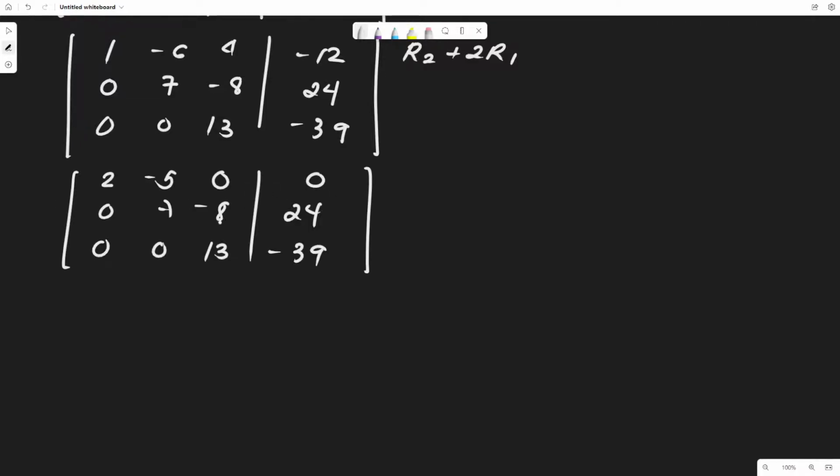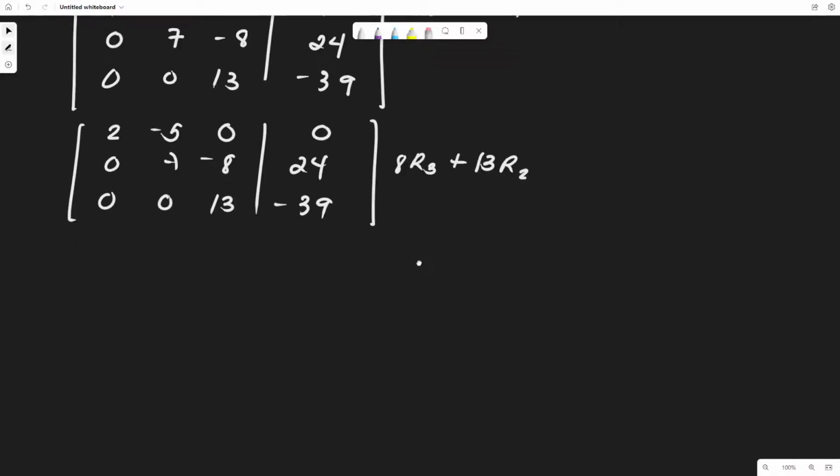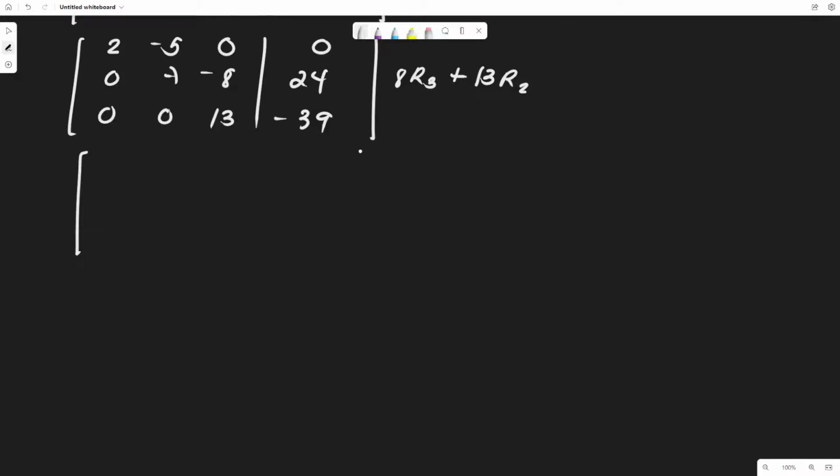So, next, ito tayo sa 13 and 8. Ito, katulad na to, wala na to. So, we have 8R3 plus 13R2. What I mean dun sa wala na is wala na siya lowest term. So, as is na lang yung mga numbers natin. So, we have 2, negative 5, 0, 0, 0, 0, 13, negative 39. Diba? So we have here 0 obviously. So 13 times 7, so that is 91.